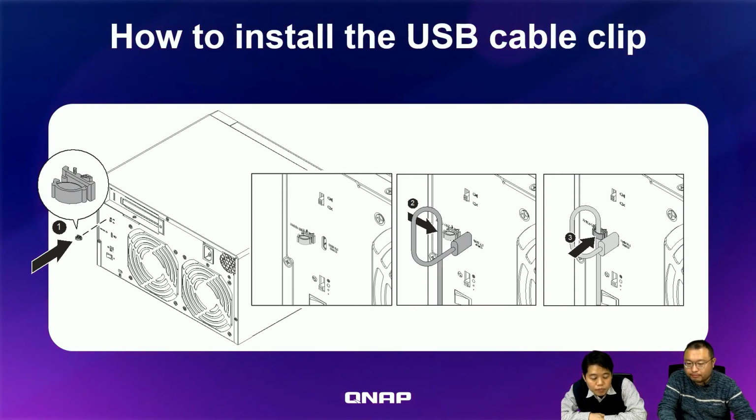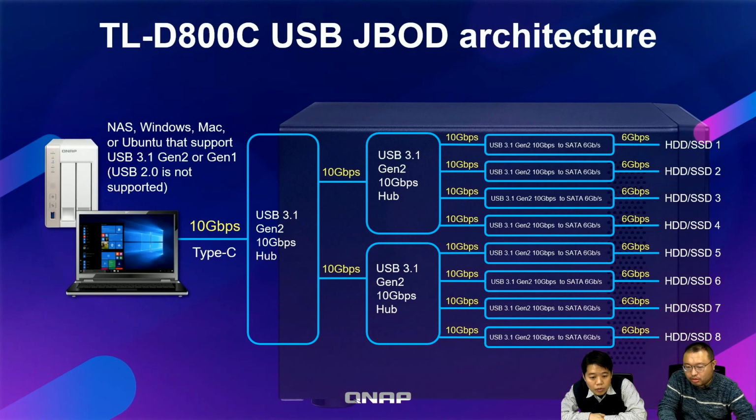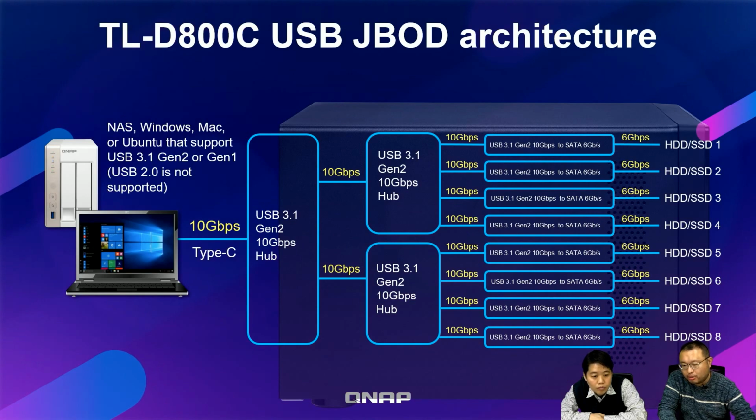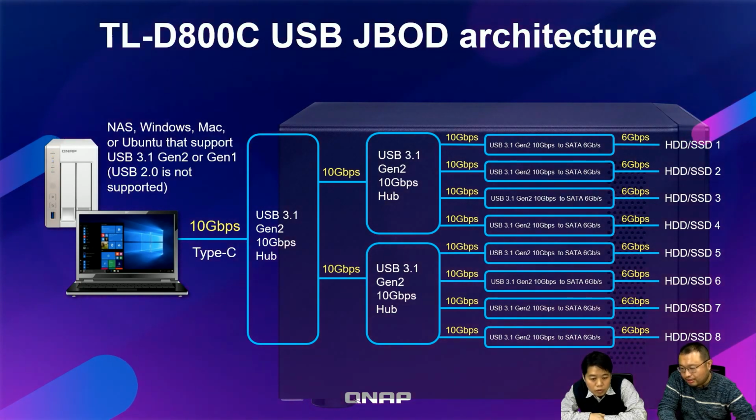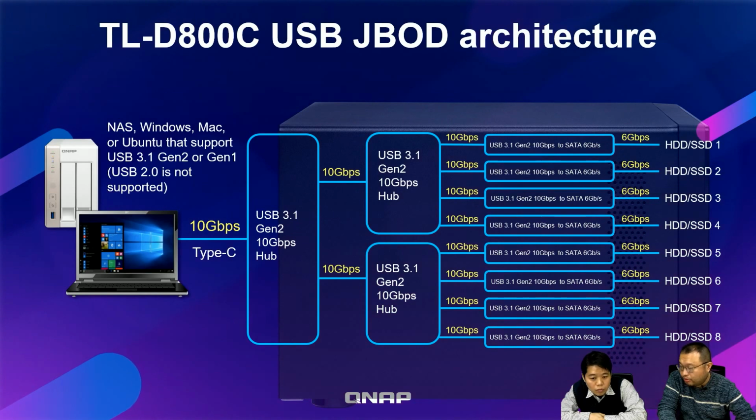Okay. Got it. So let's go over the internal design. You may wonder, what kind of speed can I get? Here I show you how the internal design is composed. You will see that we have utilized several USB 10 gigabit hubs and then a USB to SATA controller to link with the hard drives or SSDs. All the paths are running at either 6 gigabit or higher, so the internal bandwidth is actually quite high with this design.